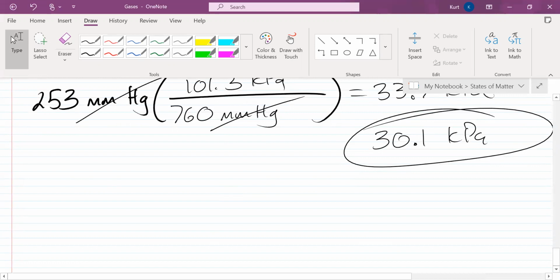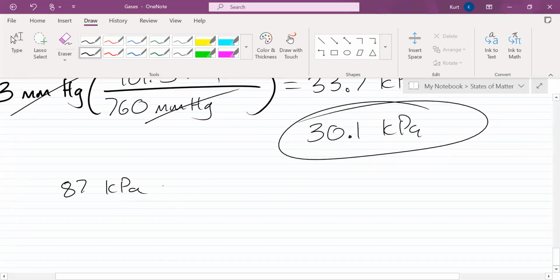All right, I got it. It's 87 kPa. I want you to convert that to millimeters of mercury. I want you to convert that to atmosphere. Do that now. And then we'll do the last little bit.